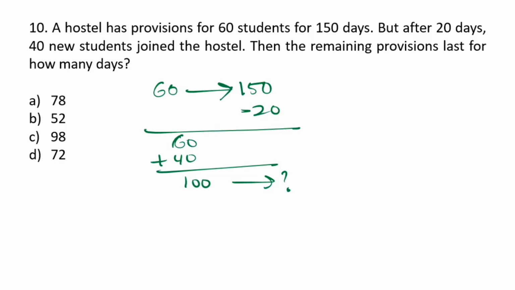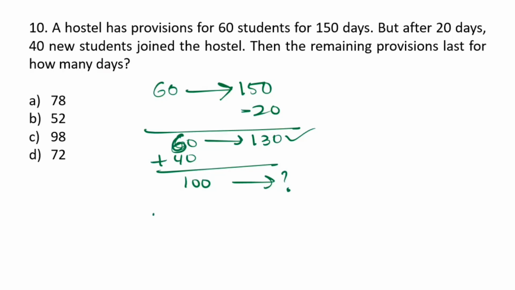If only 60 students are there, then 150 minus 20 is 130. If only 60 students are continuing, the hostel provisions last for 130 days. But again, 40 more new members are added. So now there are a total of 100 students. Then we have to find out how many days the provisions will last.